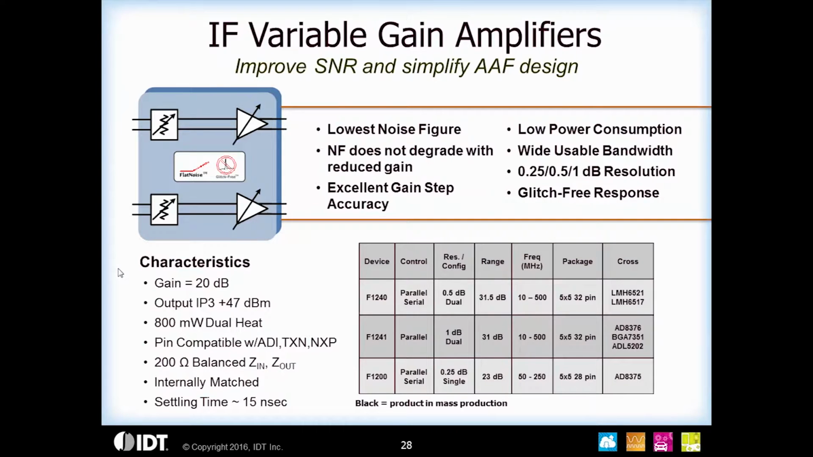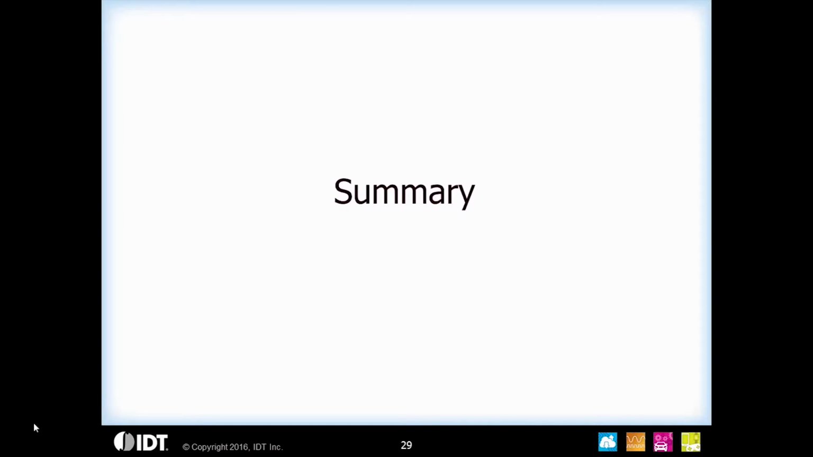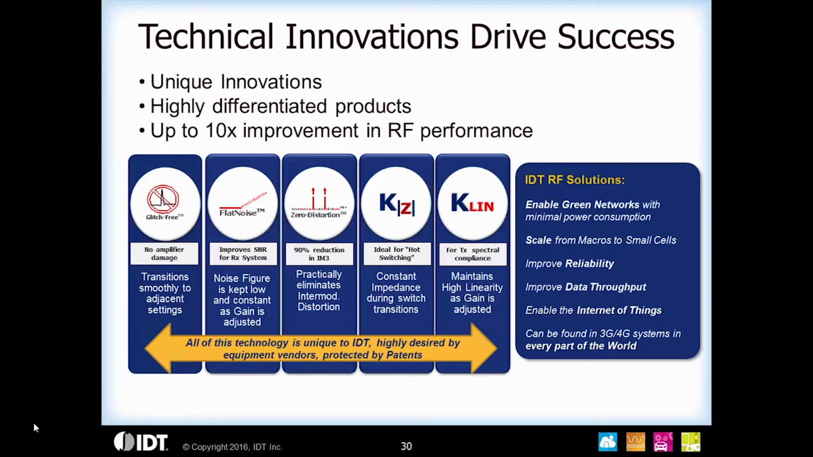Our intermediate frequency variable gain amplifiers improve signal-to-noise ratio with the lowest noise figure, and with our flat noise technology, the noise figure does not degrade with reduced gain. In summary, IDT has unique technical innovations which enable us to provide you with highly differentiated products with up to 10 times improvement in RF performance.